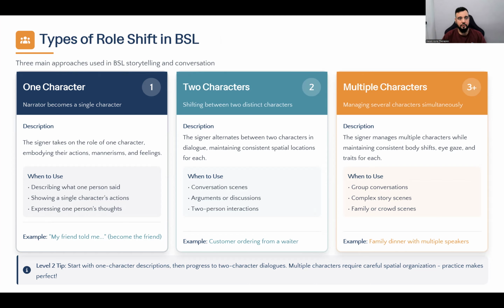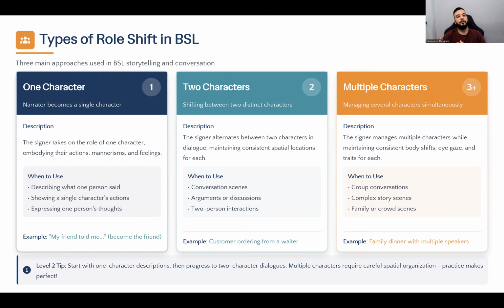The second way that we might use role shifts is a conversation between two people, and you alternate between those two characters. So either a conversation or an argument, a discussion. So this could be, I was talking to my friend Sally, or I was giving my order to the waiter, and I would role shift those two characters.